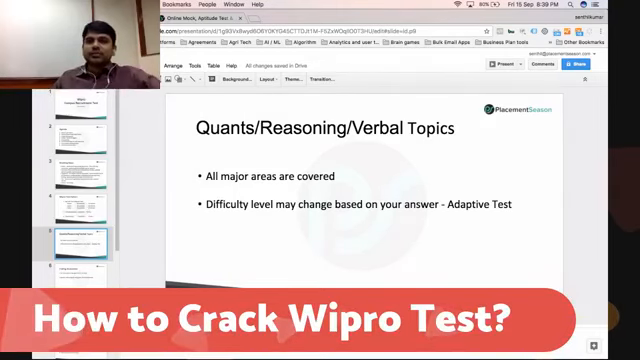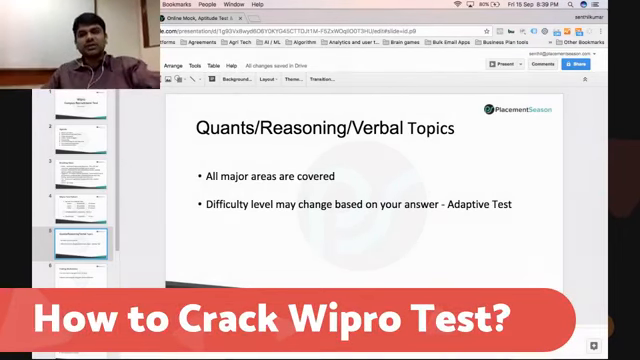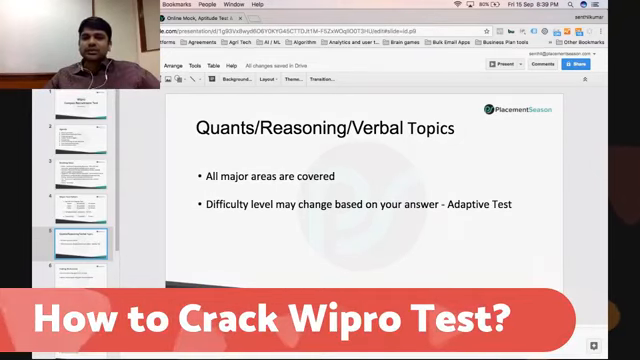Okay, so what are the major areas covered in quant, reasoning, verbal? So in Wipro's test, as we have mentioned in our articles, almost all areas in quant, verbal, reasoning, everything has been covered. The only thing that you will have to keep in mind is it's an adaptive test. That means based on your answer, the next question's difficulty level will vary.